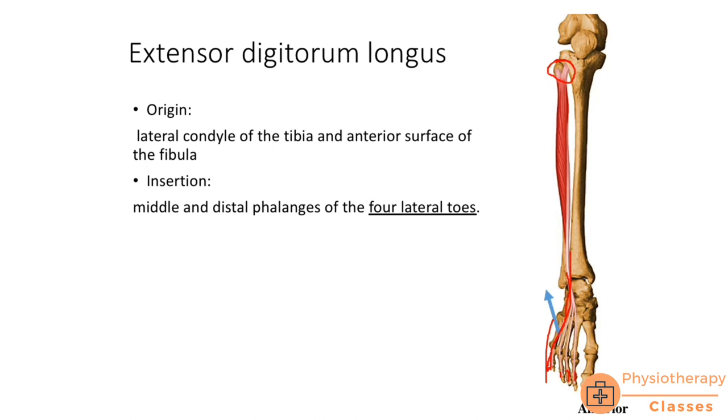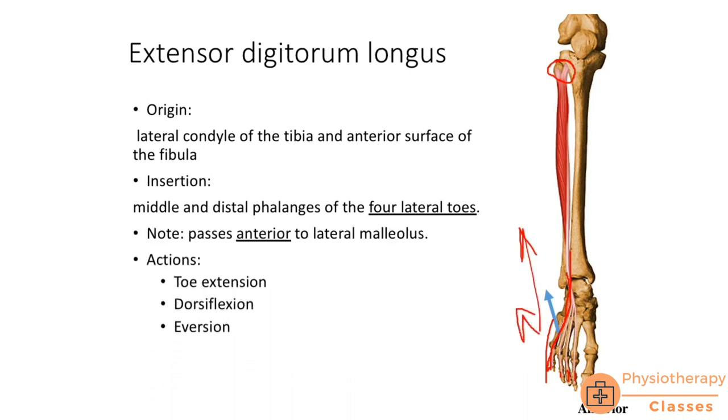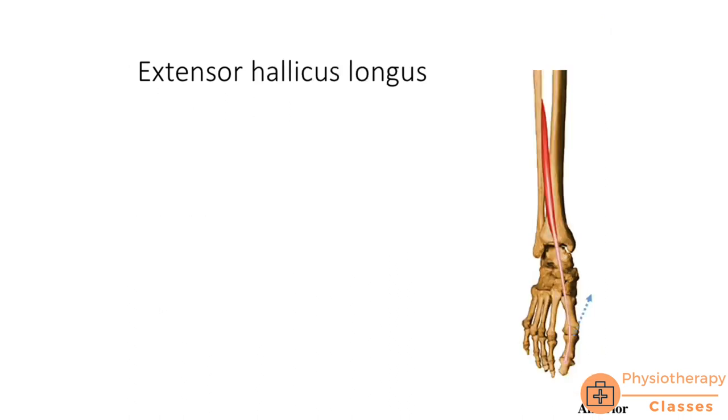So this is basically a lateral muscle, therefore its action would be dorsiflexion with eversion. And also it will have toe extension because it has attachment till the distal phalanx of the toe, except for the greater toe. Next muscle is the extensor hallucis longus.